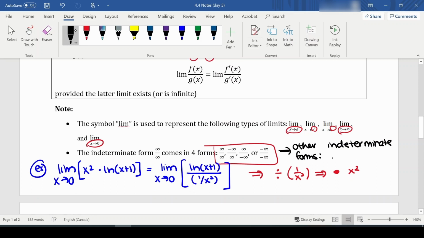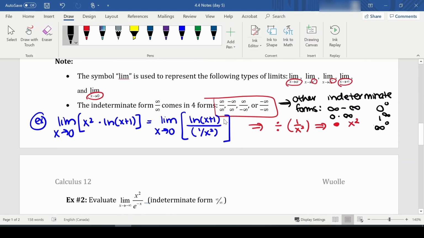Now, the other indeterminate forms you might see, okay, you might see infinity minus infinity. You might see 0 times infinity. You might see 0 to the power of 0. You might see 1 to the power of infinity. You might see infinity to the power of 0. So there's a couple indeterminate forms you could end up seeing here, okay?